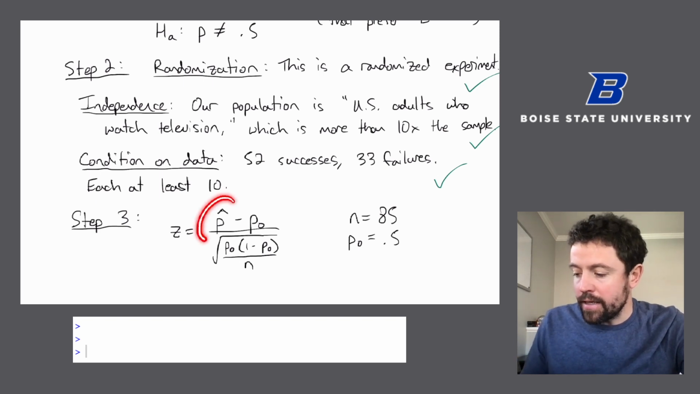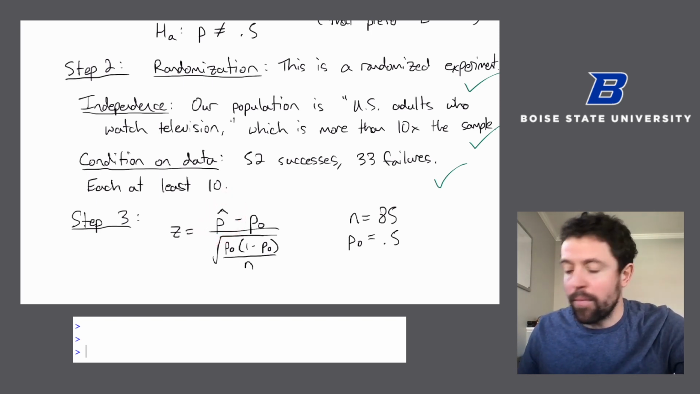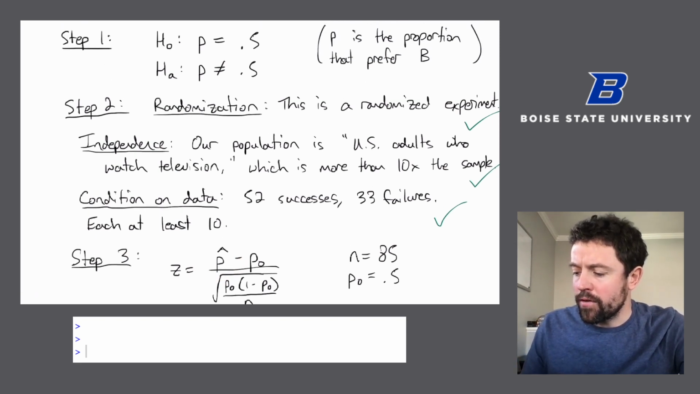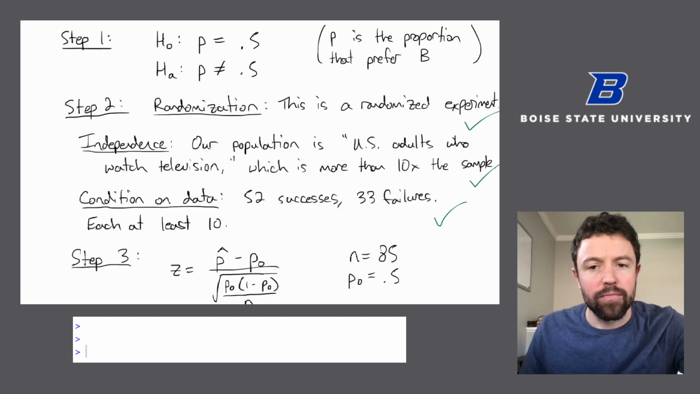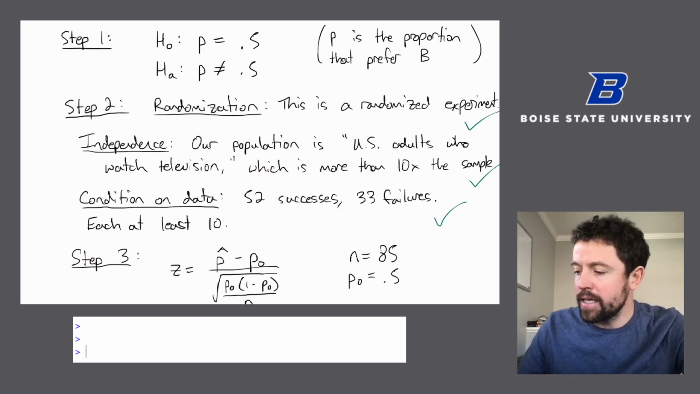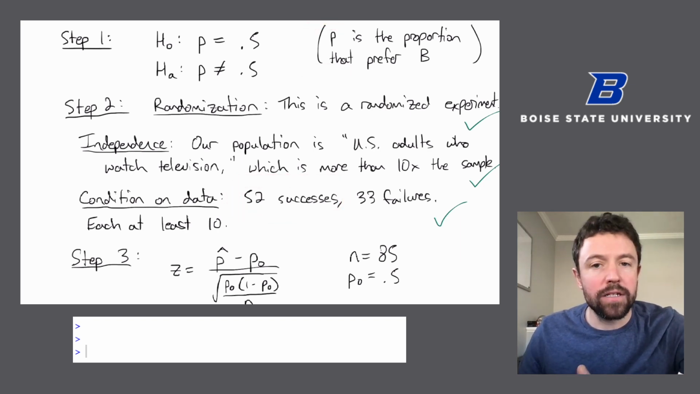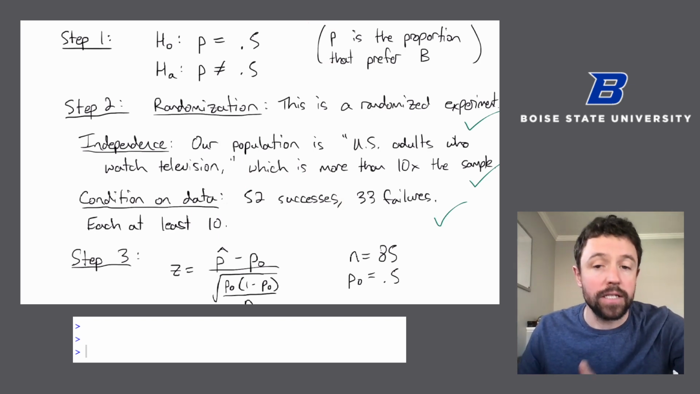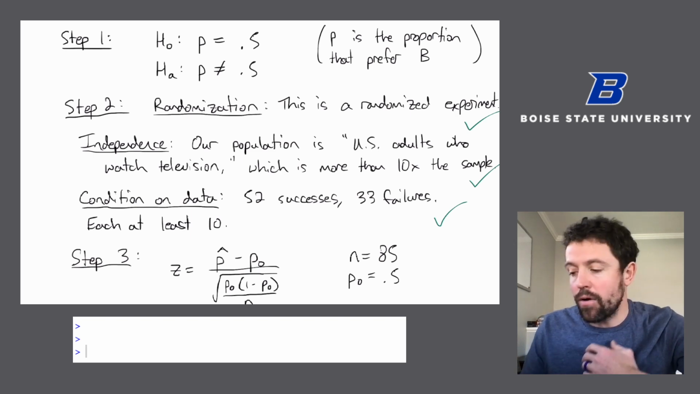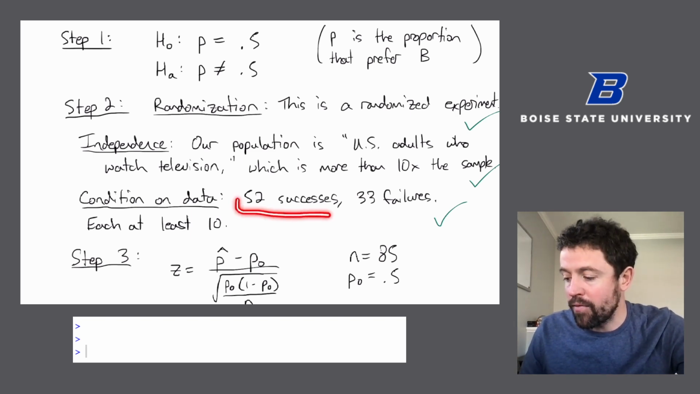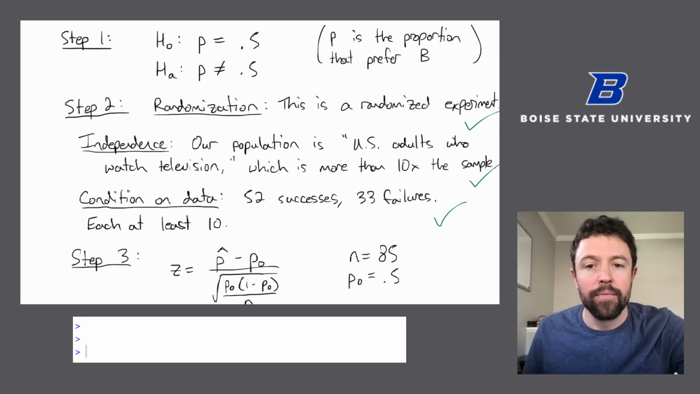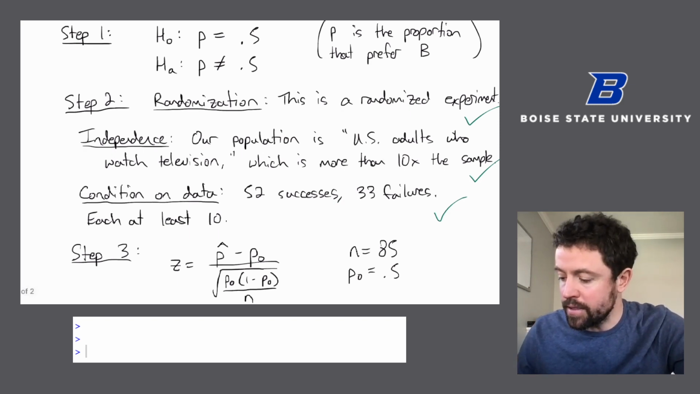So those numbers we just have. P hat we have to calculate. And p hat is the proportion of successes, right? And so if you were wondering why is people preferring B a success, it's because we have to be consistent, right? If p is going to refer to the population proportion that prefer B, then p hat is going to refer to the sample proportion that prefer B. And so I want to be consistent here, and that means that people preferring B is considered a success. Doesn't mean that the company literally wanted people to prefer B. Success and failure are just terms for the two possibilities.